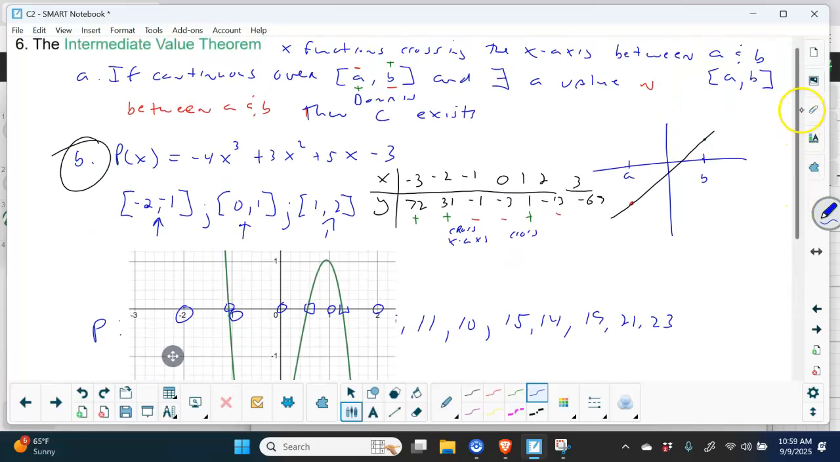So that's what you want to pay attention to with the intermediate value theorem. We're trying to find intervals where the function changes from going up to going down or going down to going up, and you can do it with an XY chart.